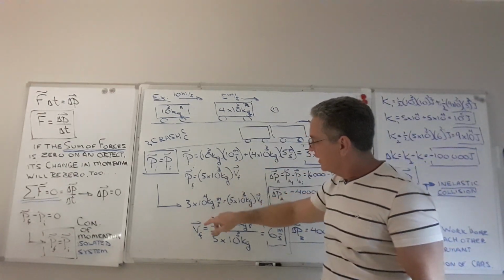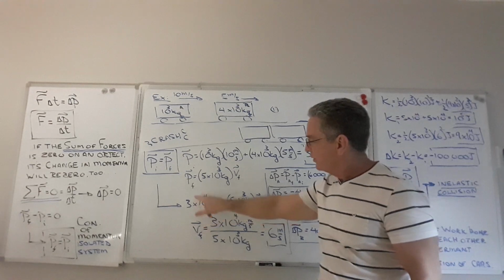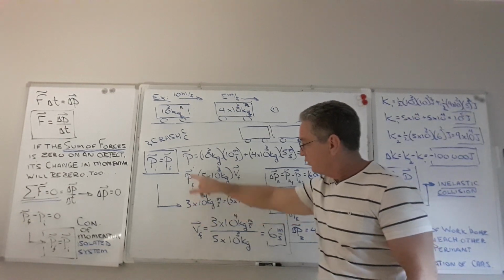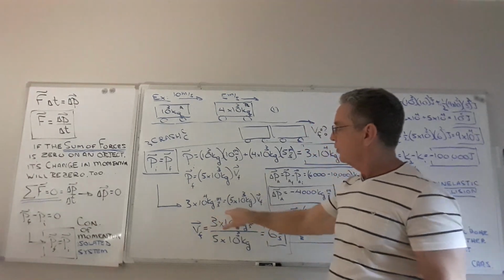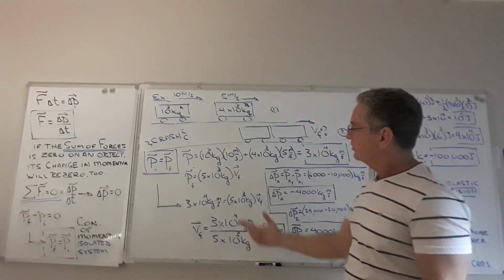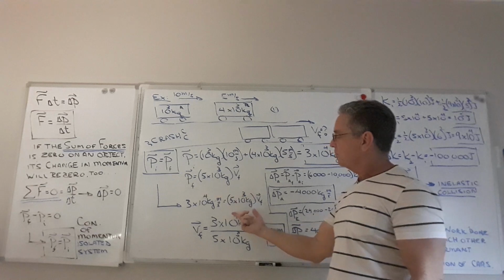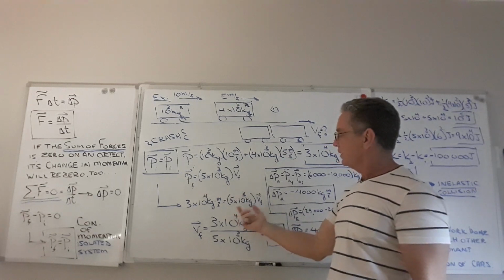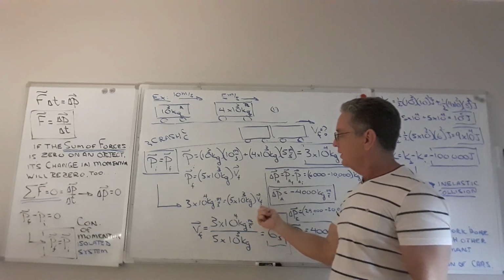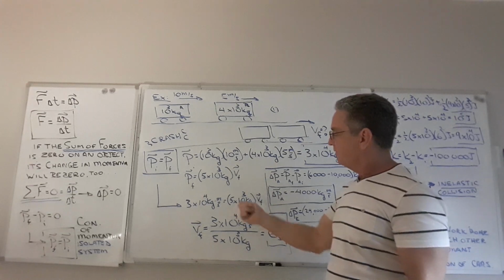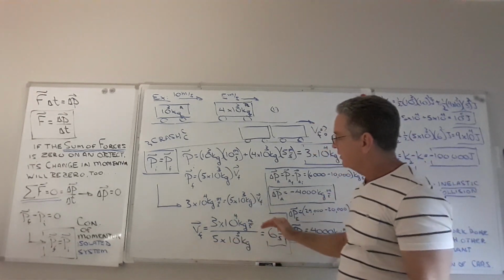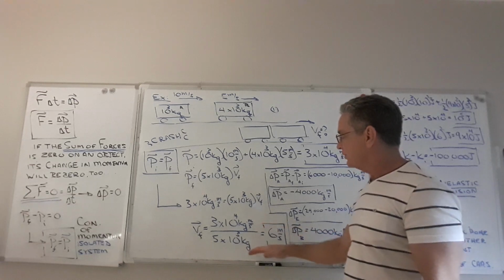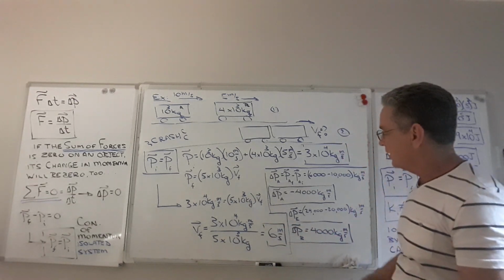Come down this way. We're going to plug in the value for the initial momentum using initial equals final. So that's 3 times 10 to the 4th kilograms meters per second. Set that equal to the final momentum, which is 5 times 10 to the 3rd kilograms times v final. Divide through by 5 times 10 to the 3rd kilograms. And you've got the final velocity is 30,000 kilograms meters per second divided by 5,000 kilograms.